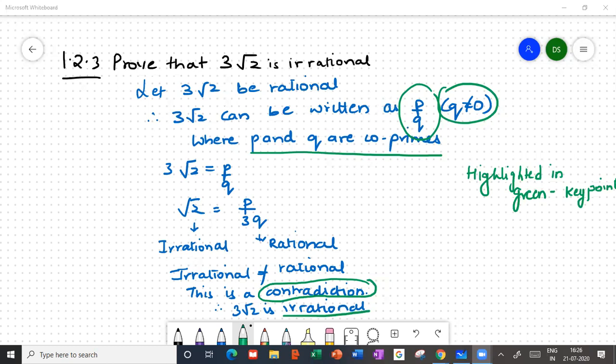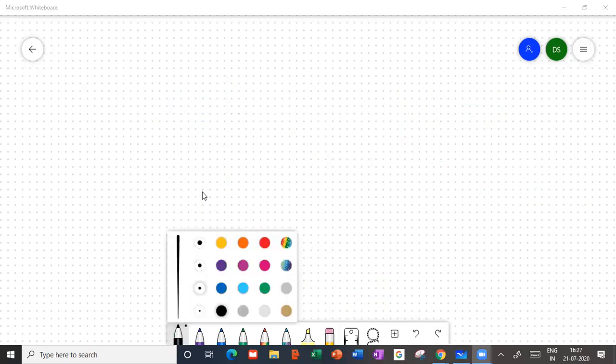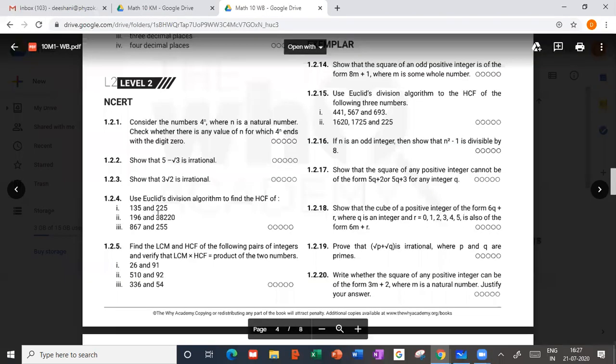Okay. Yeah, so there is one more type of question which you are asked in this chapter. It's pretty simple, straightforward, but I'll just show you how to write it. Something like this.